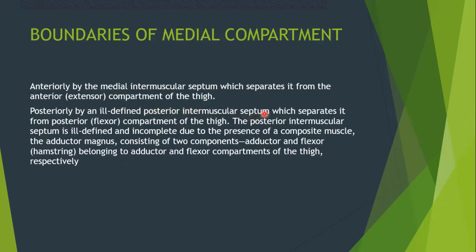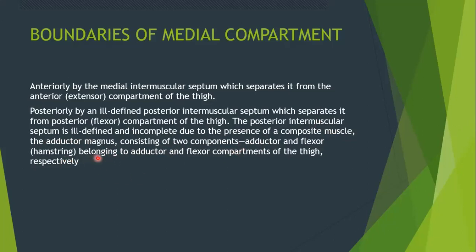In fact, some authorities suggest that this posterior intermuscular septum is absent. The posterior intermuscular septum is ill-defined and incomplete due to the presence of a composite muscle. The composite muscle here is adductor magnus. It has both an adductor component and a flexor or hamstring component.